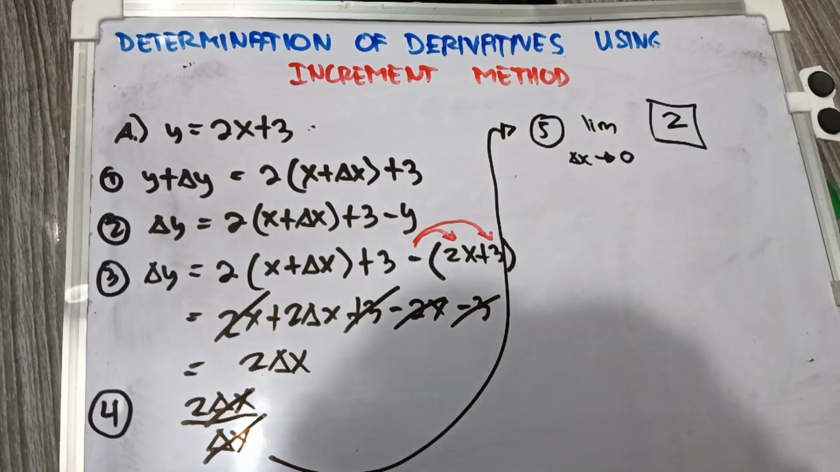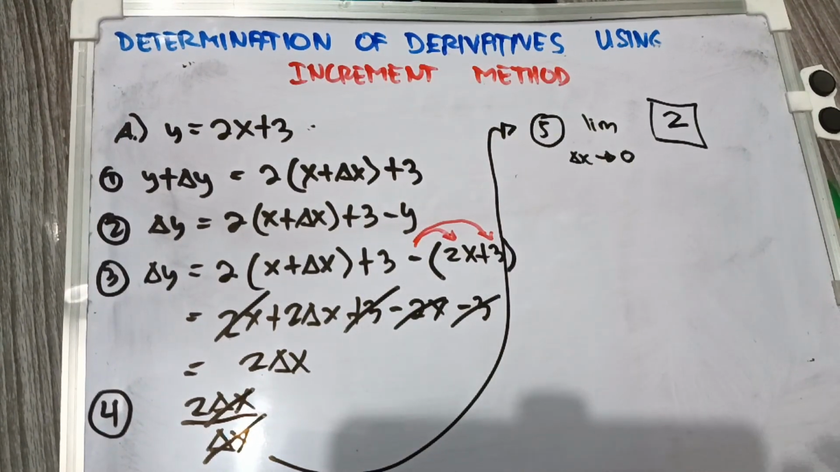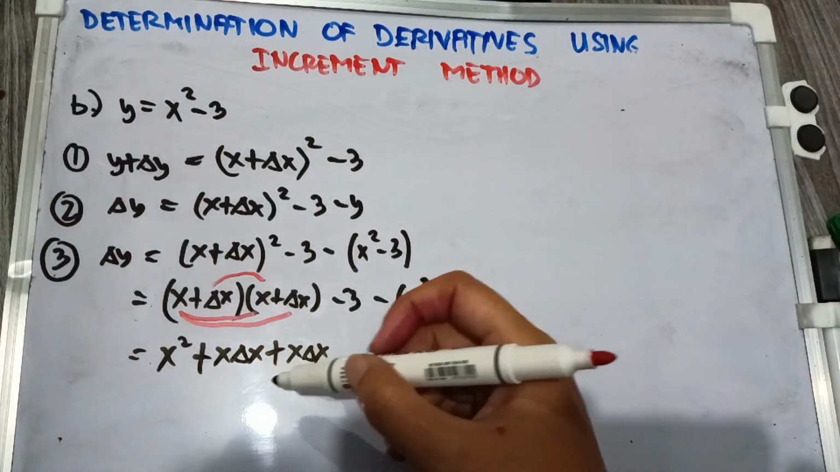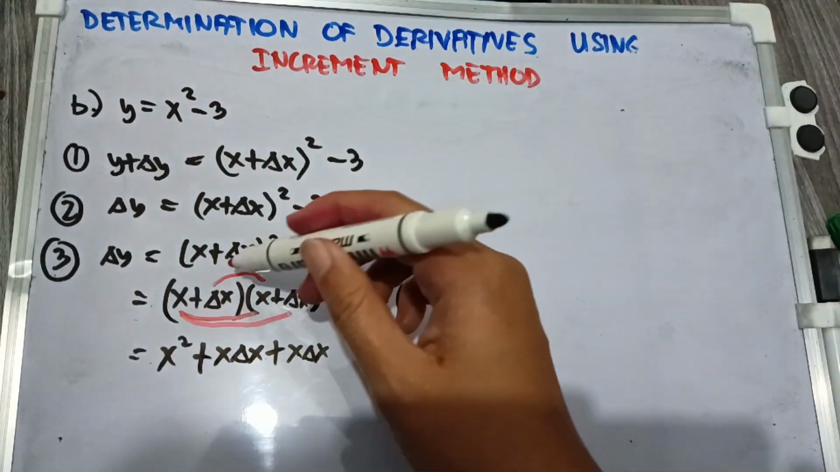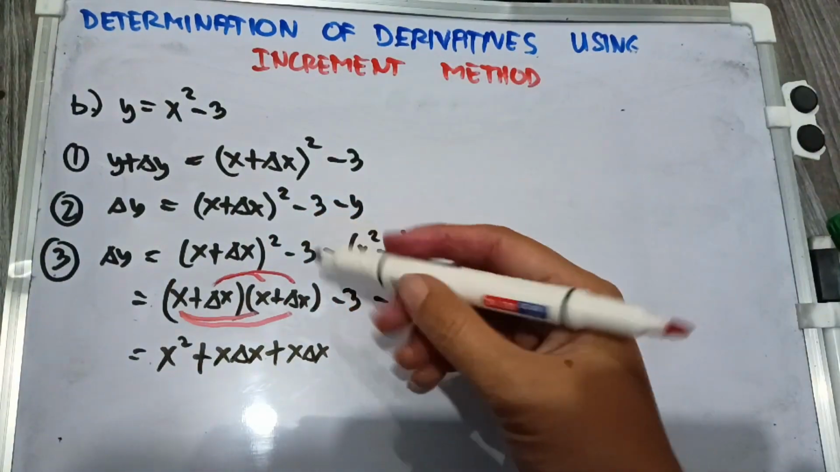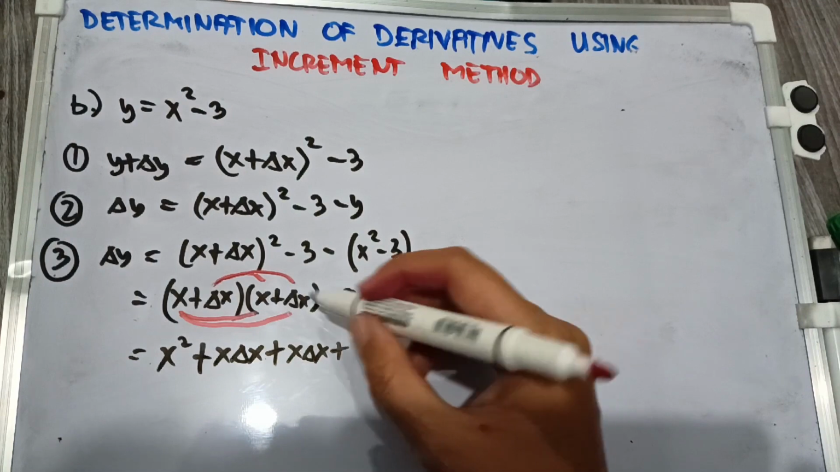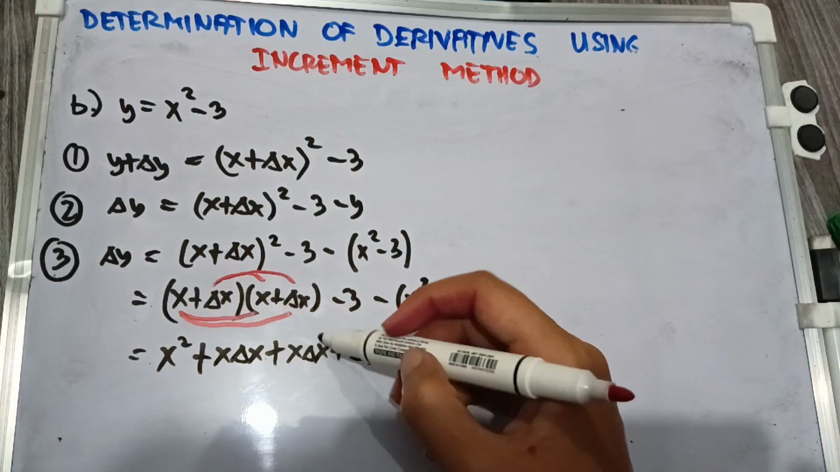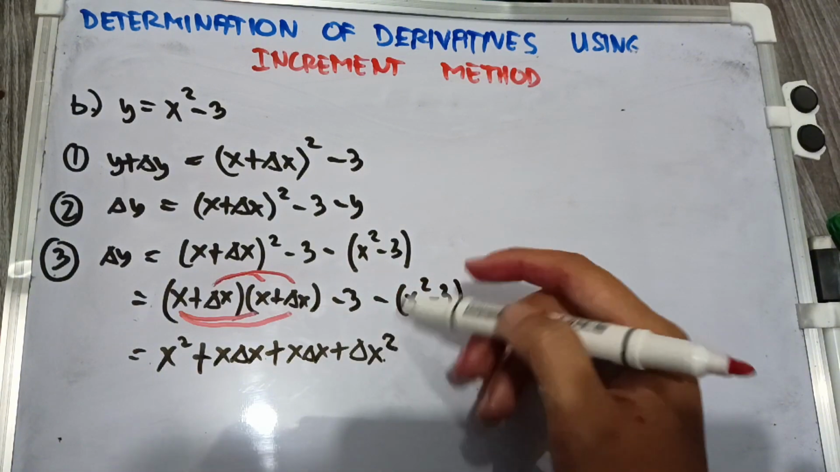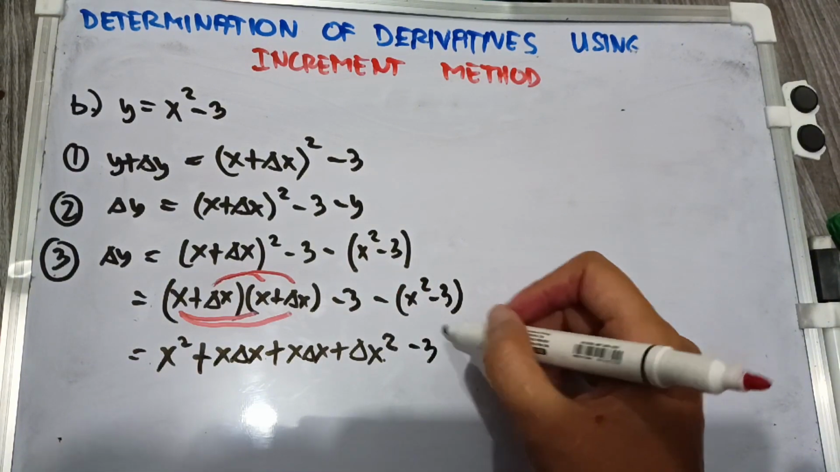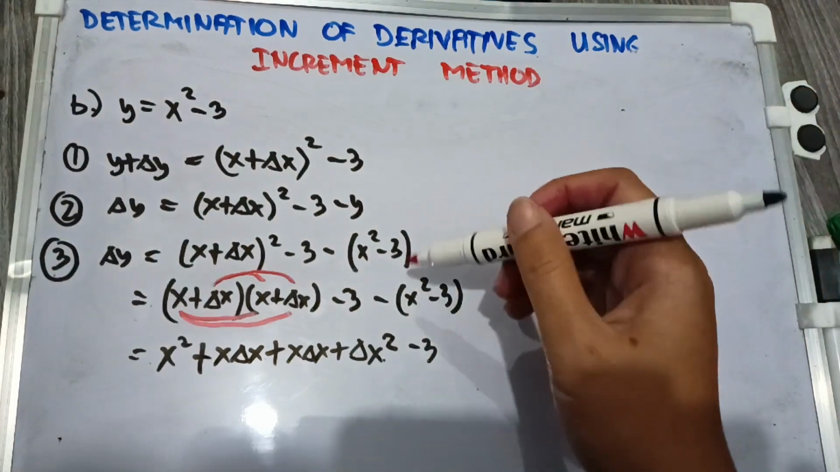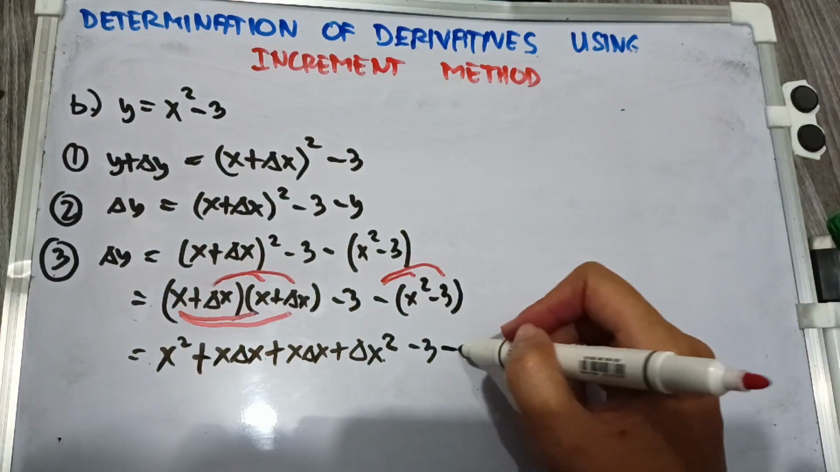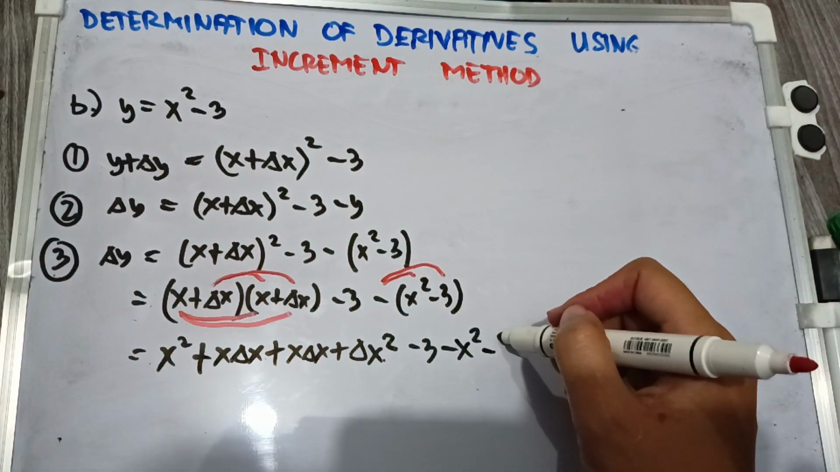Okay, let's have another example. It will be x plus delta x, then that is delta x squared. Delta x times delta x is equals to delta x squared minus 3, and then let's distribute the sign. That will be negative x squared minus 3.